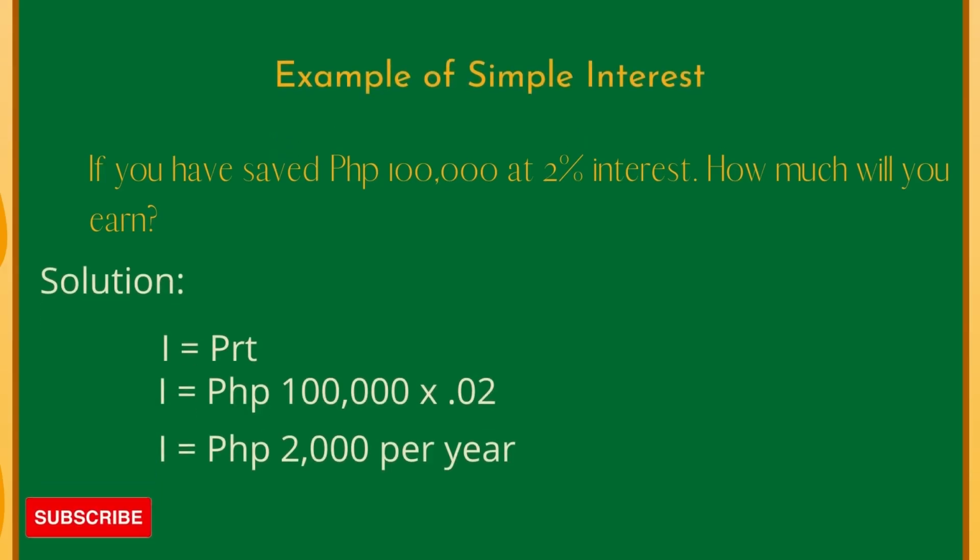Now let's take a look at this example. If you have saved 100,000 pesos at 2% interest, how much will you earn? So if you're going to use the formula, I = PRT, where P is 100,000 times the rate of 2%. So that would give you 2,000 per year of interest.